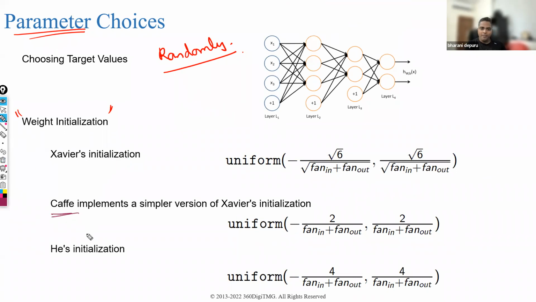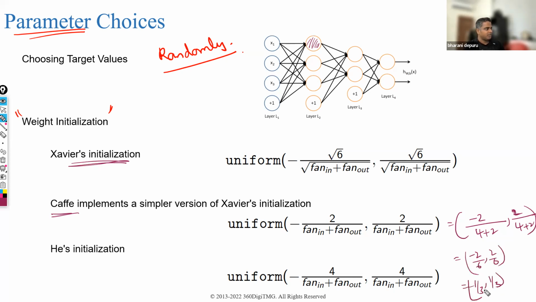And you have Caffe, which is a deep learning library. When you initialize the weights using Caffe, it is a small variant of Xavier's initialization. And here it will be minus 2 divided by fan ins and fan outs. So if you take this same neuron, you'll have 4 fan ins and 2 fan outs, comma, 2 by again 4 fan ins and 2 fan outs. So it'll be minus 2 by 6, comma 2 by 6. So it is equivalent to minus 1 by 3, comma 1 by 3.